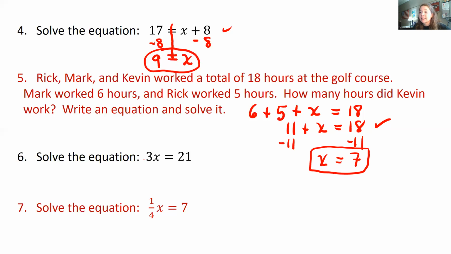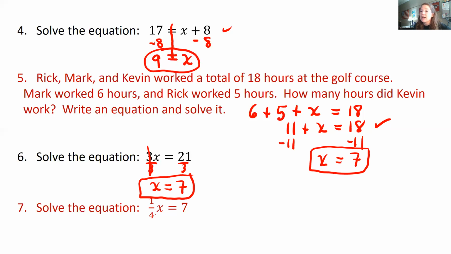Number 6, this says 3 times X. So what's the opposite of multiplying by 3? I'm going to divide both sides of the equal sign by 3. 3 divided by 3 is 1. 1 times X is X. And 21 divided by 3 is 7.